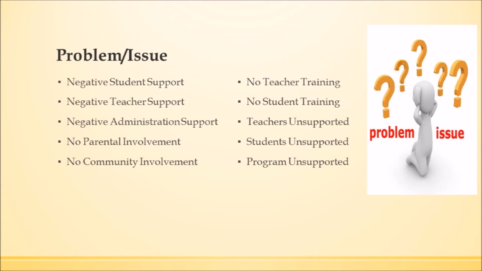There must be a look at the problem or issue that's also occurring in this action research. So the problems or issues within this action research are negative student support, negative teacher support, negative administration support, no parental involvement, no community involvement, no teacher training, no student training, teachers were unsupported, students were unsupported, and the program was unsupported. So the teachers and students didn't support it, and they had negative views of it because there wasn't any training on how to complete or integrate the blended learning.